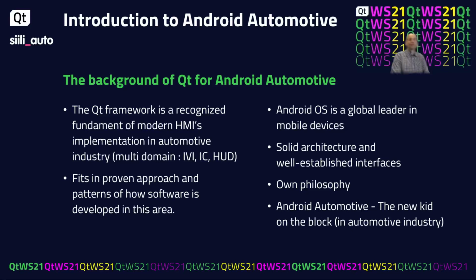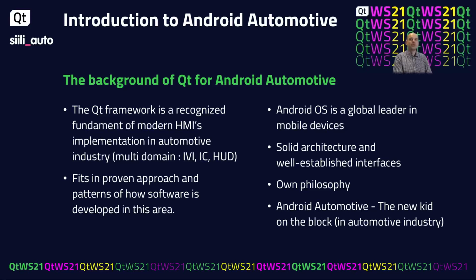Okay, so let's start with our background: Qt and Android Automotive OS. From one side, we have the Qt framework. It's well recognized in software development for the automotive industry. It is used for implementation of HMI or IVI, instrument clusters, head-up displays, and so on. It is adjusted and tailored for the requirements and expectations of the software development process in automotive.